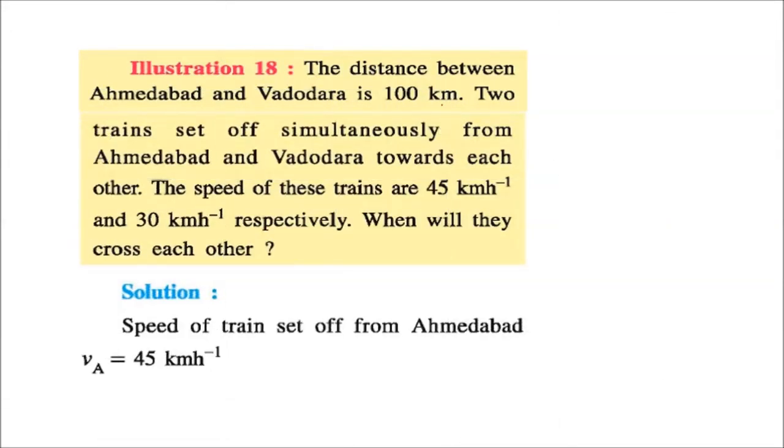The distance between Ahmedabad and Vadodara is 100 km. Two trains set off simultaneously from Ahmedabad and Vadodara towards each other. So Ahmedabad, Vadodara. One train starts like this, the other train starts like this. The speeds of the trains are 45 and 30. When will they cross each other? So the speed of the train which sets off from Ahmedabad is VA, 45 km per hour.